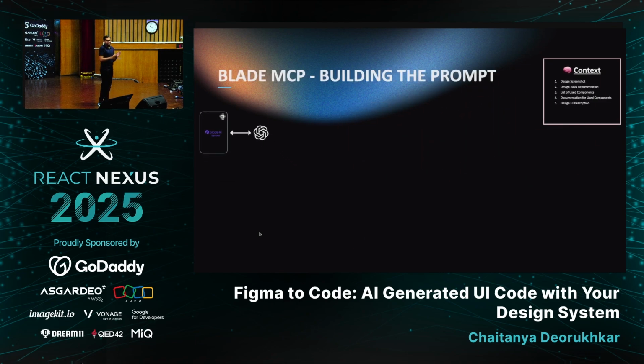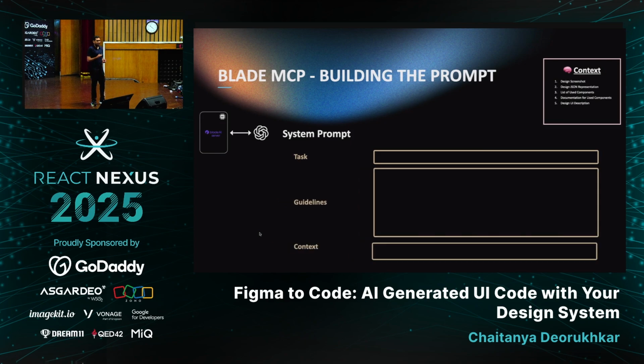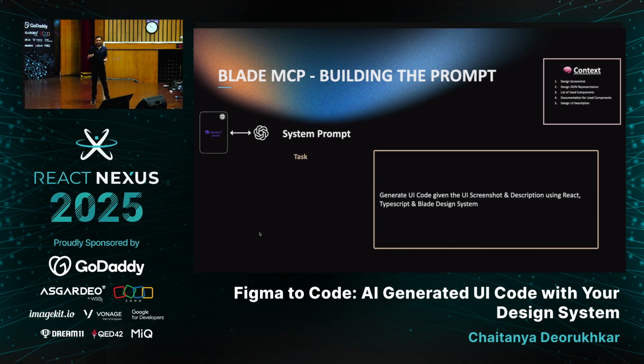With all this context, what we're going to do now is actually build a prompt and tell the AI what to do with all of this context. So we're going to create a system prompt which is neatly structured. It has a task, it has some guidelines, it has some context. The task is going to be very straightforward: generate UI code using the screenshot and the detailed description with React, TypeScript, and Blade.